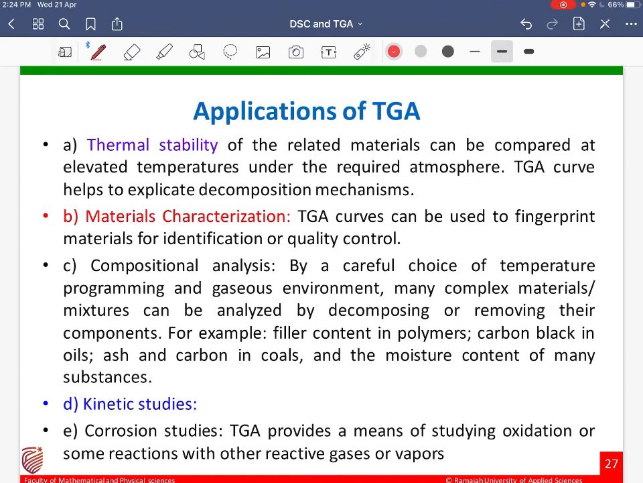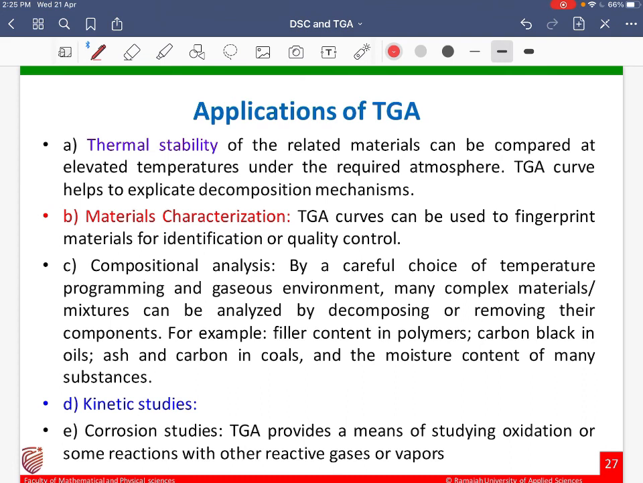We will also be able to study compositional analysis. Compositional analysis means if you have a composite or a mixture and you want to know how many components are there, or in which ratio the components are mixed, you can measure this using thermogravimetric analysis along with some other techniques, not only TGA. For example, in a rubber composite, how much carbon black is present, how much filler, how much oil, and how much moisture is present. All this information we can get from thermogravimetric analysis.